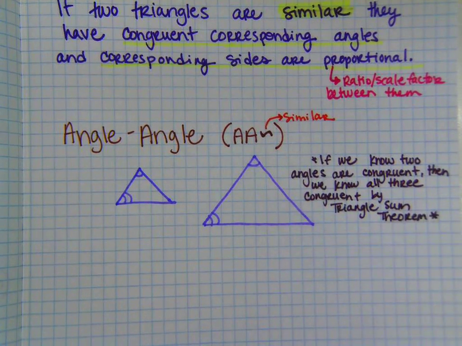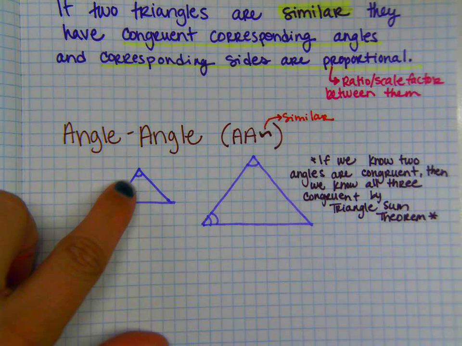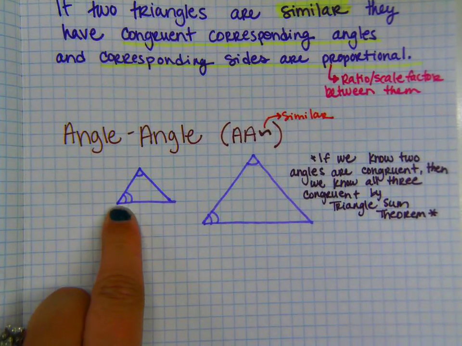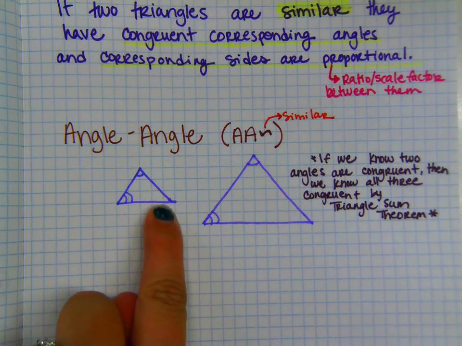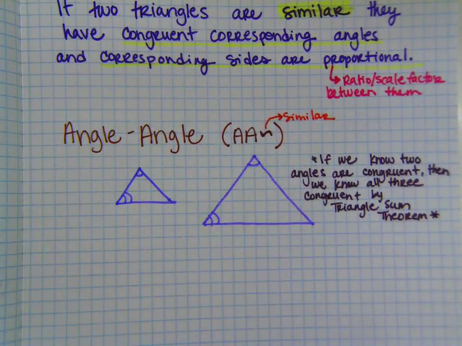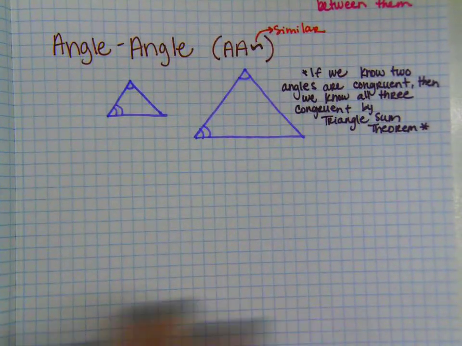Okay, and let's just talk about why. Well, let's just pretend like this is 14 and that's 62, then we can find that angle and it would be something. And if we did the same thing over here, it would be that exact same degree measure. Because if we have two, we can find that third. And if all angles are congruent, then we definitely have similar triangles. So that's the first one.